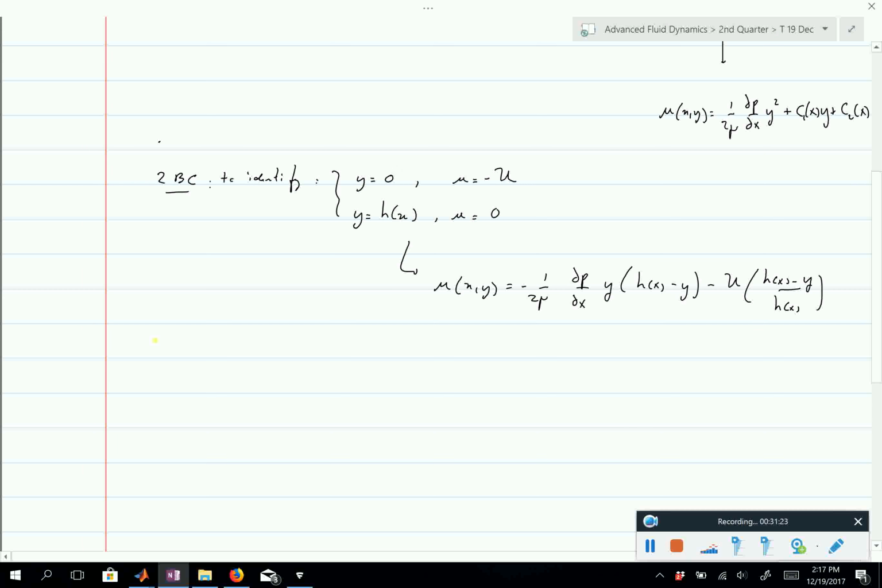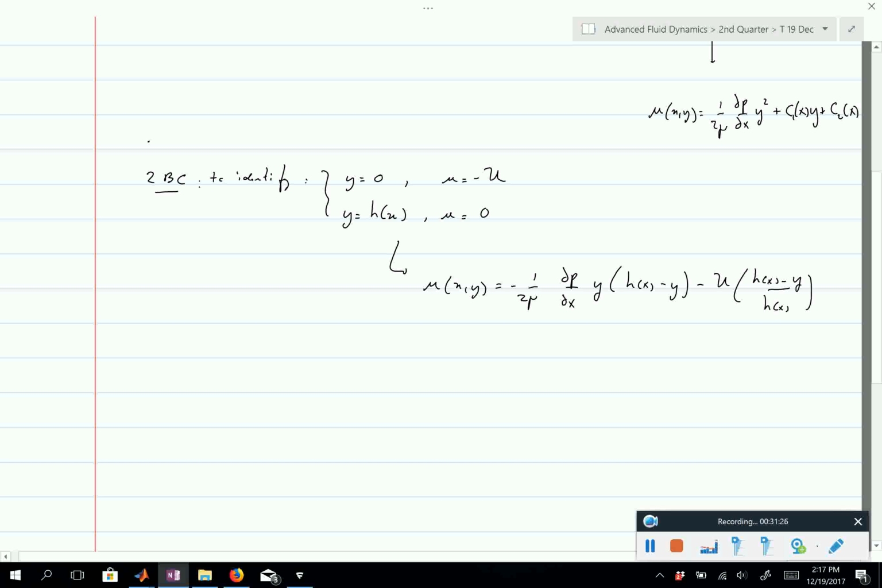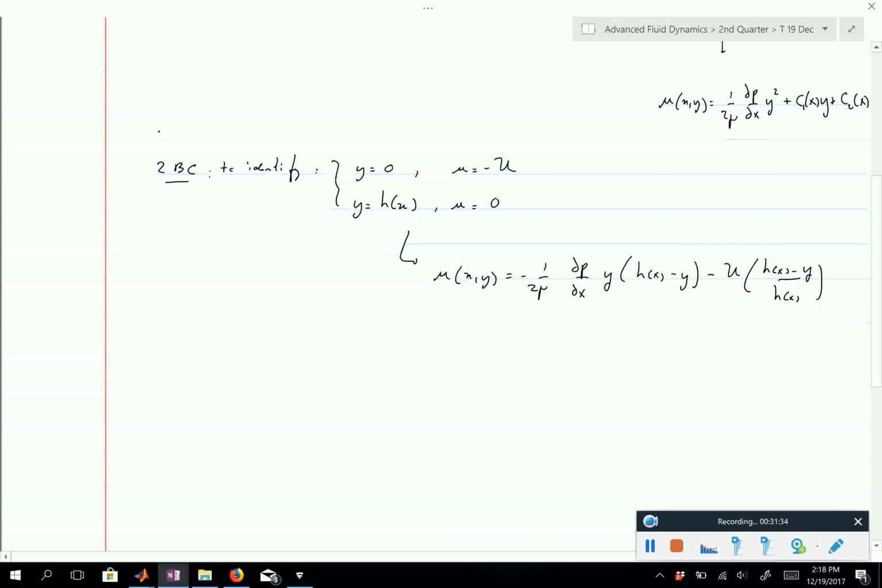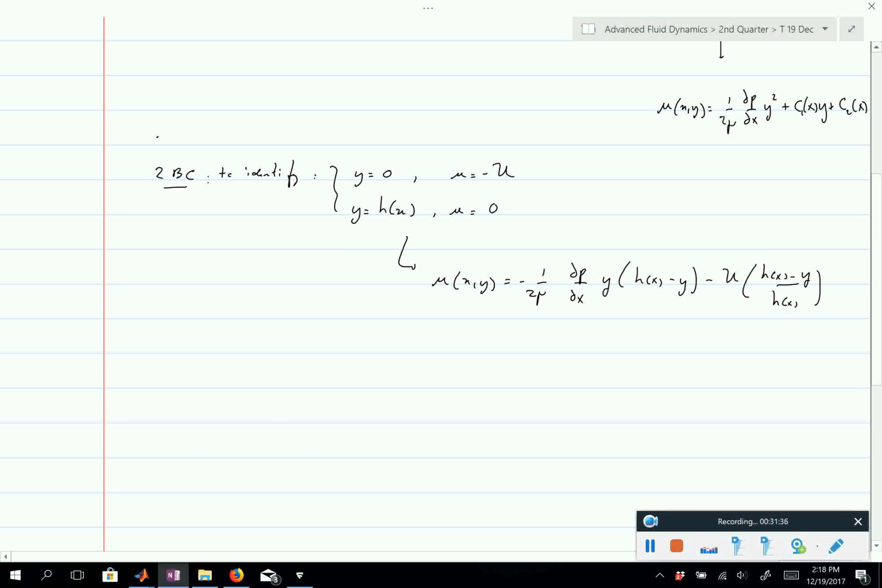Okay. So remember, we're still after the pressure. So we want to know the pressure. So we have to combine all of our statements. And in particular, what do we know? We know that we have to conserve mass. So we know that once we integrate u over y, we're going to have a constant which is going to be the volumetric flow rate. Okay, so let's do that.